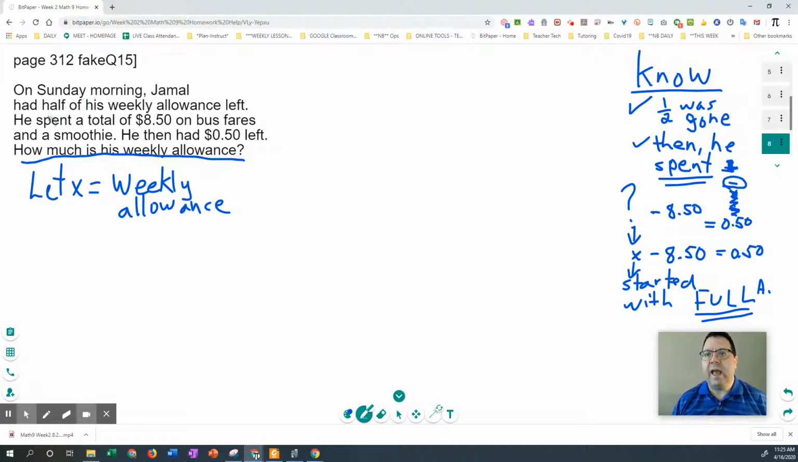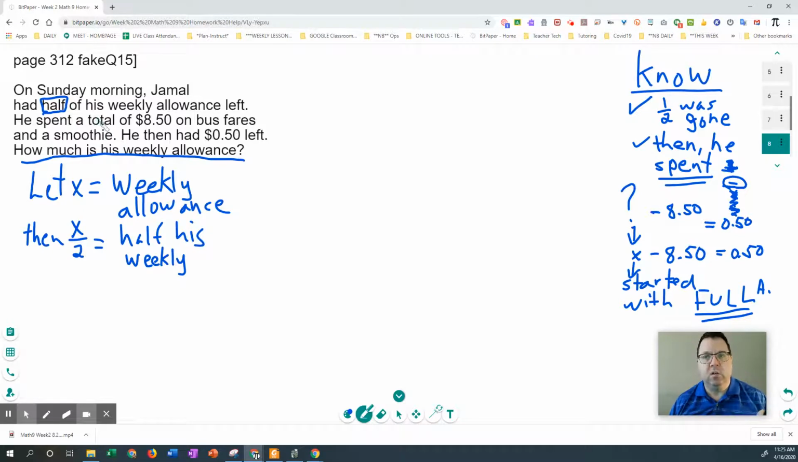It says he had half his weekly allowance. So this is the key word here. If X is equal to his weekly allowance, can't we say then X divided by 2 is half his weekly allowance? The problem is clearly trying to indicate to us that by Sunday morning, Jamal only had half his weekly allowance left. He didn't have his full weekly allowance. He had half.